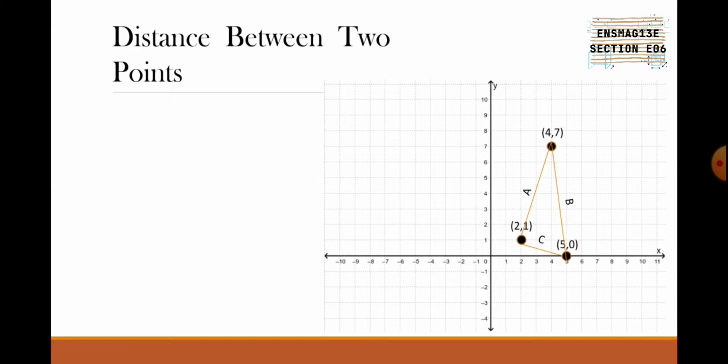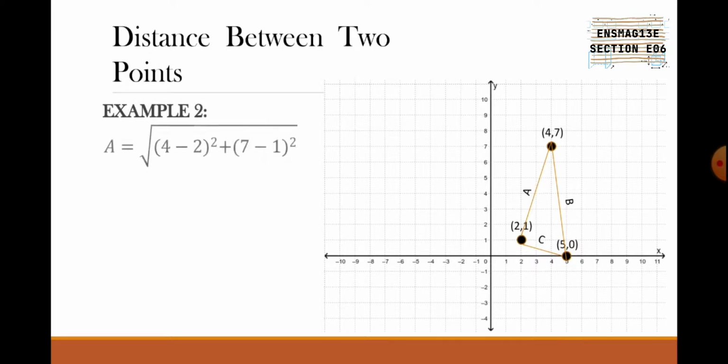For our side A, using the distance formula, our second point here is (4, 7). The first point is (2, 1). So, for the first term here, which is your x sub 2 minus x sub 1, the x coordinate of this point is 4. The x coordinate of this point is 2. For the y coordinate of this point is 7, and the y coordinate of this point is 1, which will give us an answer of, you use your calculator please, that is 2 square root of 10.